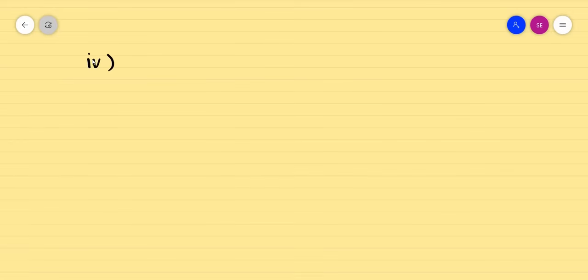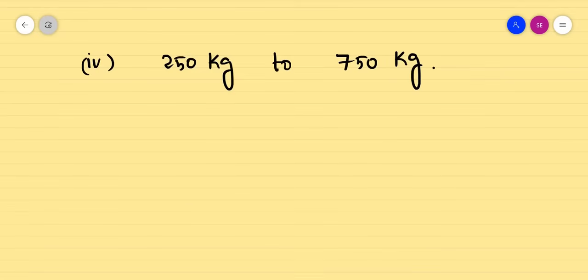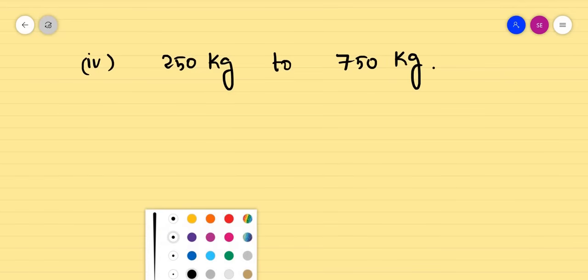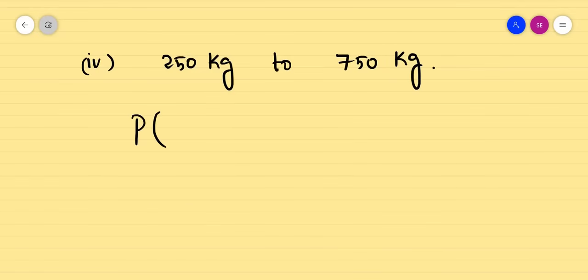So the next one: what is the probability of selling cakes or breads between 250 kgs to 750 kgs? So it is in terms of 100, very important, we have to divide by 100. When you divide by 100, you will get 2.5, and 7.5. So the probability of selling between 250 to 750 kgs is 2.5 to 7.5. Is it clear now?